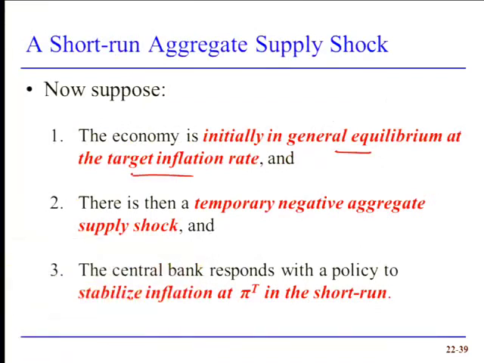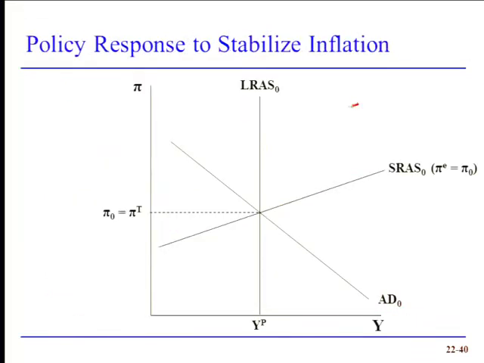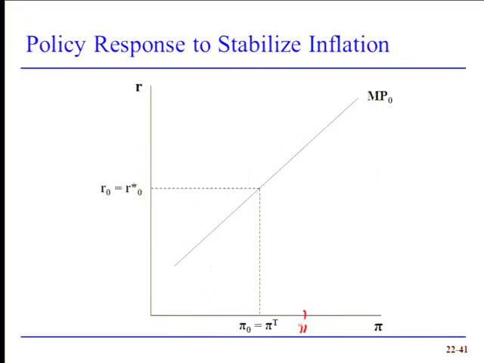General equilibrium, target inflation rate to start with. Again, a temporary negative aggregate supply shock, but now the central bank is going to target the inflation rate. So the first part should be the same. The short-run aggregate supply curve shifts up. Economic output falls to Y1A. And inflation rises to pi 1A. So the first part of this is exactly the same. Inflation goes up. We also move up along our monetary policy curve to a higher real interest rate.